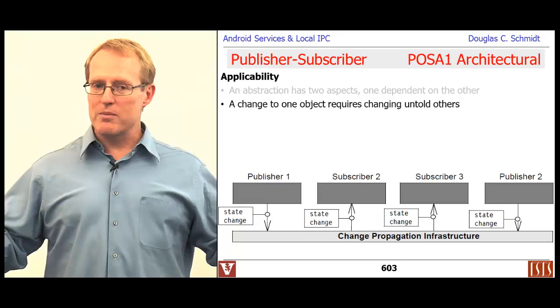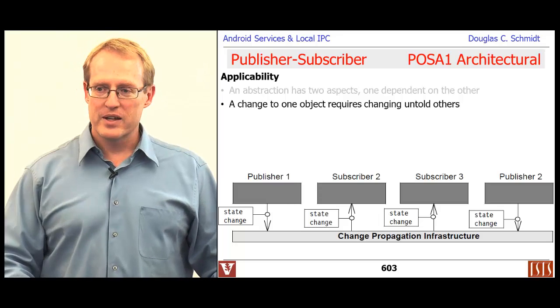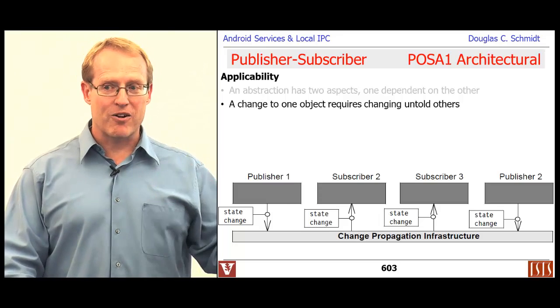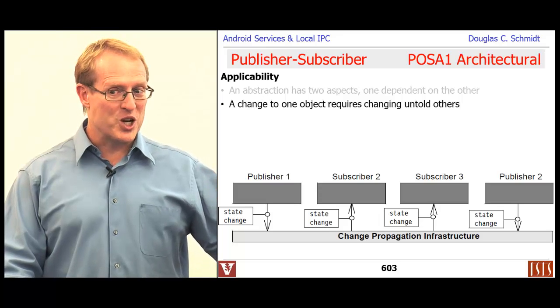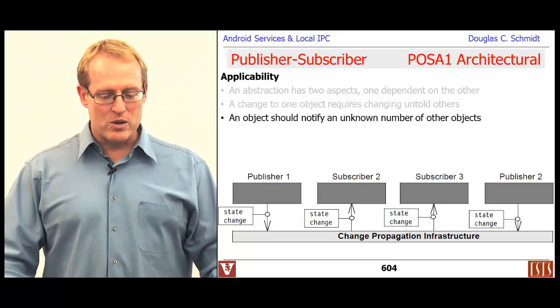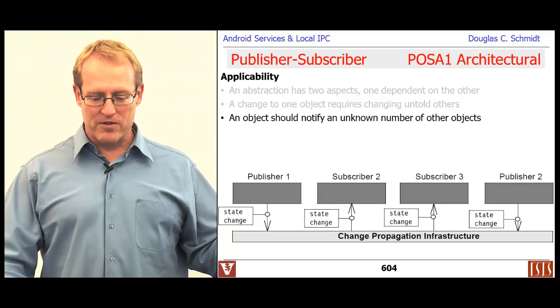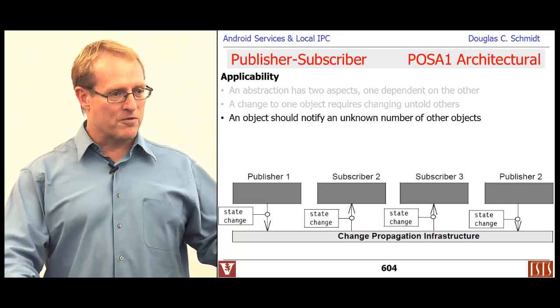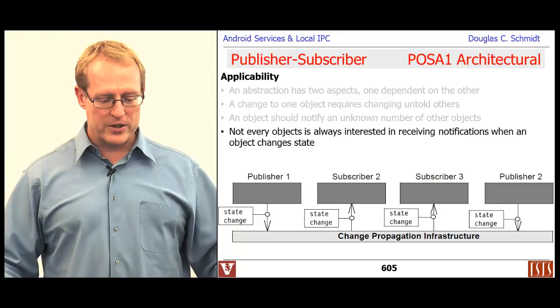Might be 0, might be 1, might be n, where n could be very large. So we don't really necessarily know how many there are. At least the guy who is monitoring the changes doesn't know how many there are. So you may have to notify an unknown number of things. So we have to notify a number of things, and those things may need to change.